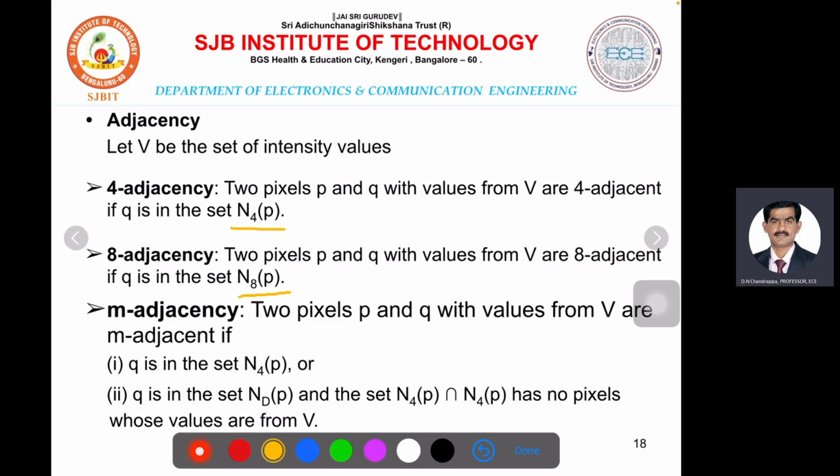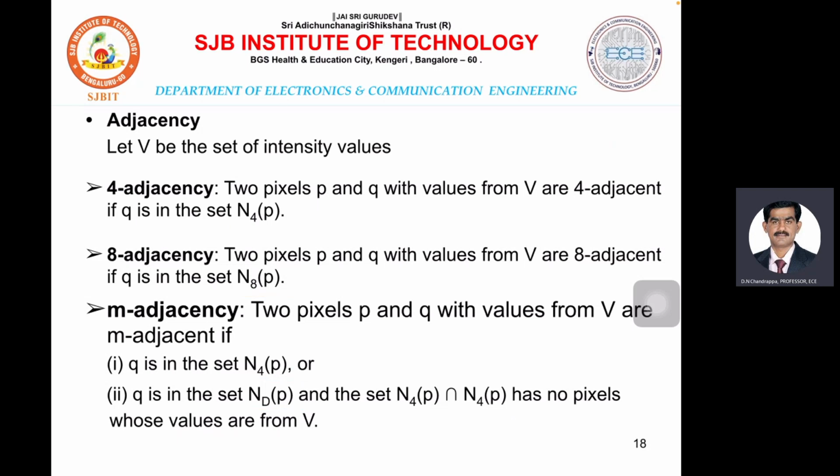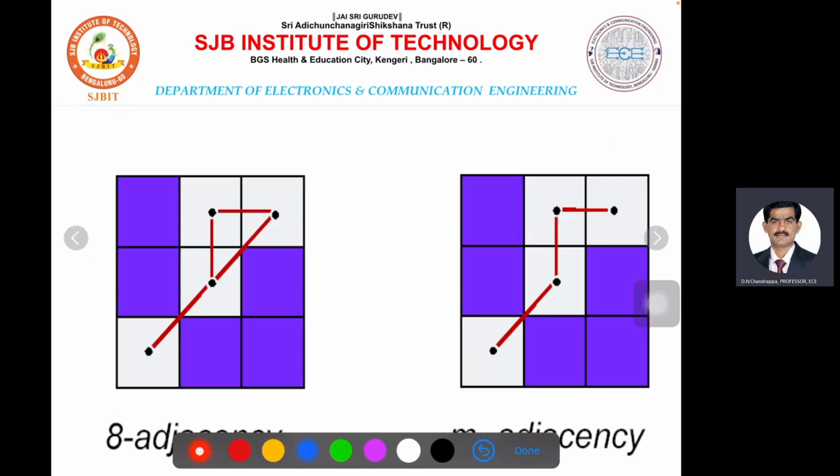And then M adjacency, that is a little bit different. 2 pixels P and Q with the values from V are M adjacent if Q is in N4(P), or Q is in ND(P) and the set of N4 neighbors has no pixels whose values are from V. See here, 8 adjacency and then M adjacency. In the M adjacency, please look into that.